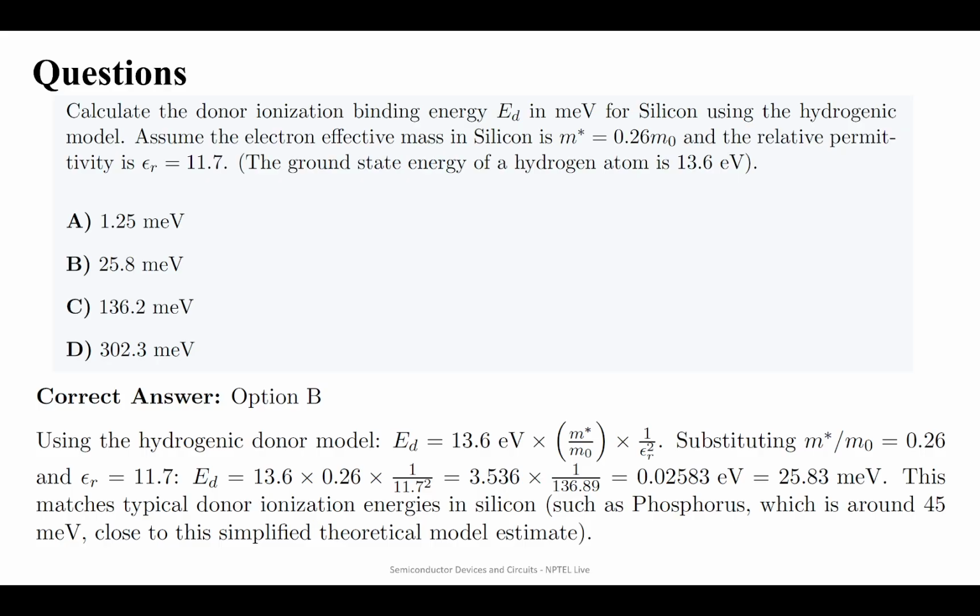This matches typical donor ionization energy in silicon, such as for phosphorus, which is around 45 meV, which is close to this simplified theoretical estimate.